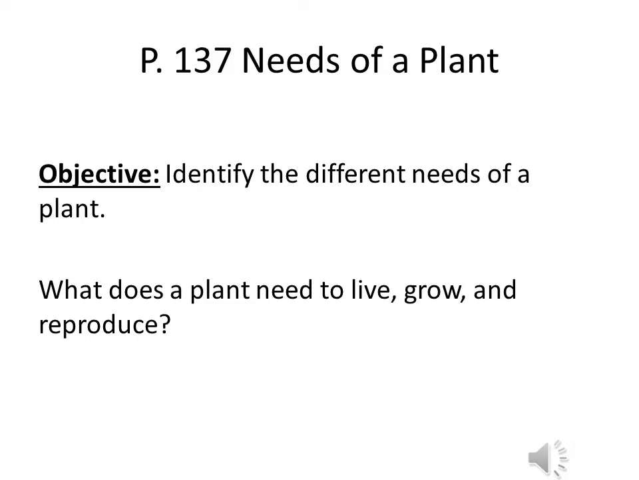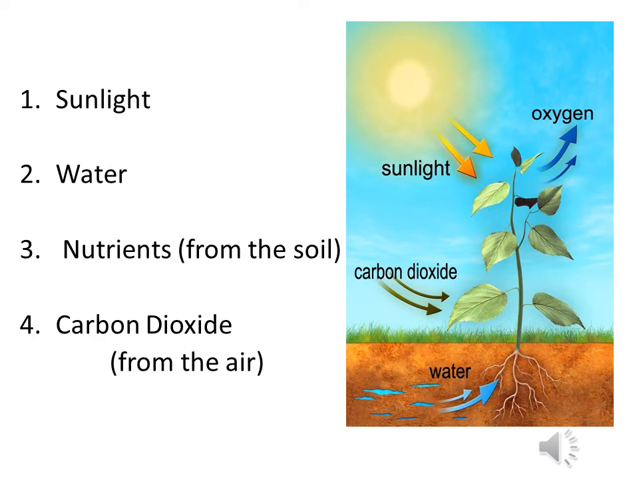So today you're going to learn what a plant needs to live, grow, and reproduce. Plants need sunlight, water, nutrients, and carbon dioxide in order to live, grow, and reproduce. Let's first talk about the sunlight. Sunlight is from the sun and is absorbed by the leaves of the plant. Water and nutrients come from the soil and are absorbed by the roots of the plant. Carbon dioxide is found in the air. The plants take in carbon dioxide and give out oxygen through their leaves.